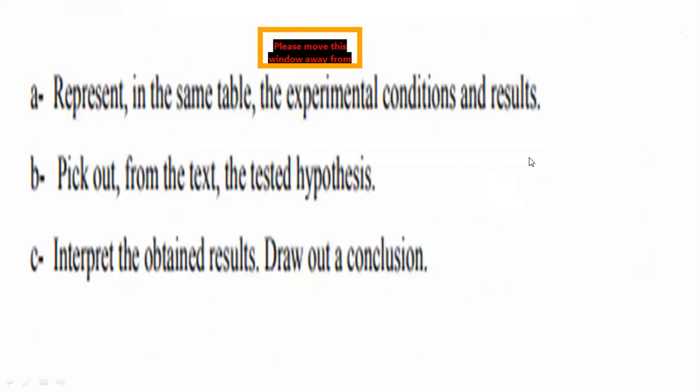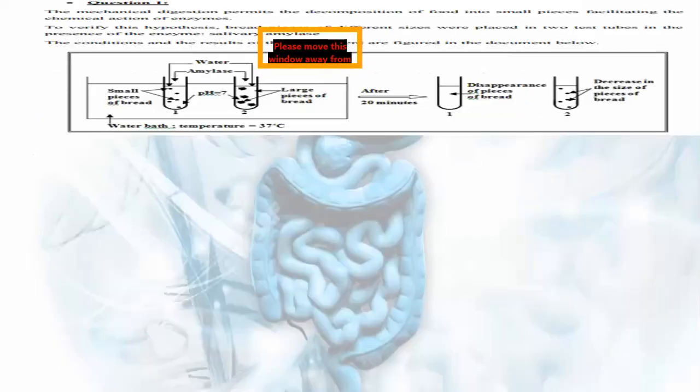What do they want? They want us to represent in the same table the experimental conditions and results. So you have to draw the table of conditions and results. Part B, pick out from the text the tested hypothesis. Pick out, you have to copy it from the text. Then interpret the obtained results and draw out the conclusion. Let's move step by step. First of all, let's move to the table of conditions and results.